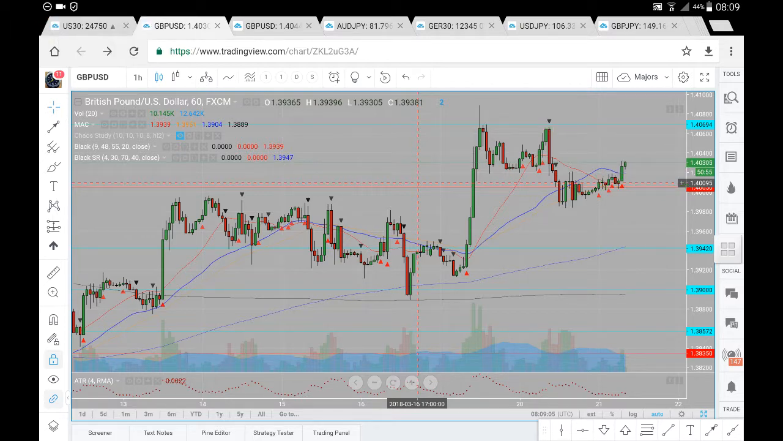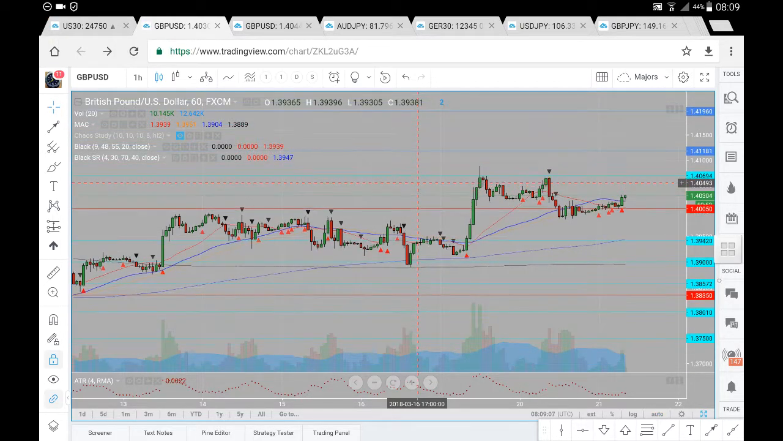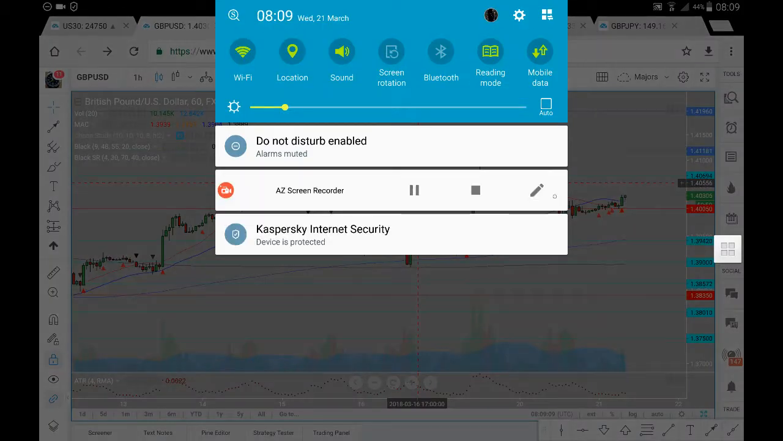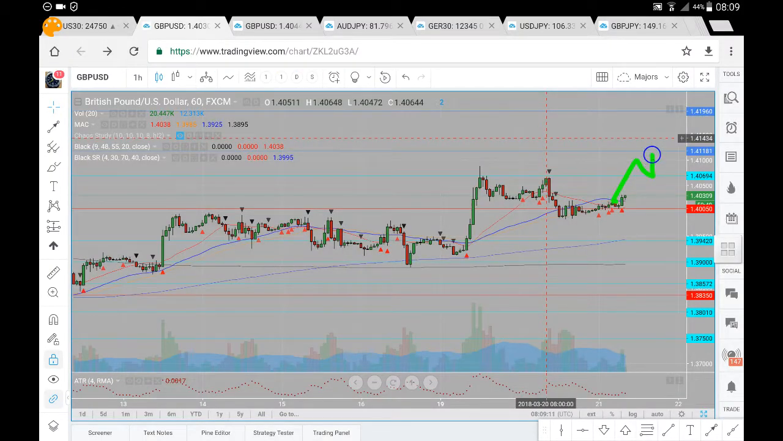If, however, we do successfully navigate the 140.69, the very next levels that we are looking at here to the upside on the pound against the dollar is a move up towards the 141.18. A successful break from which we are looking for prices to move up towards that 141.96, which we would expect to be the far end of the range here on the pound against the dollar.